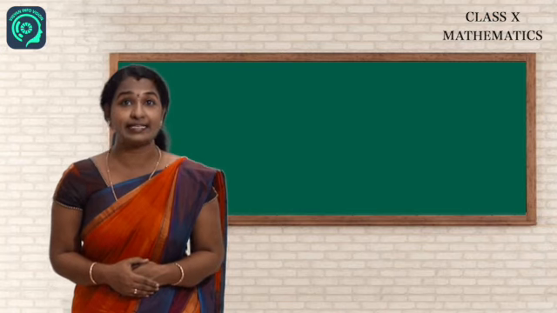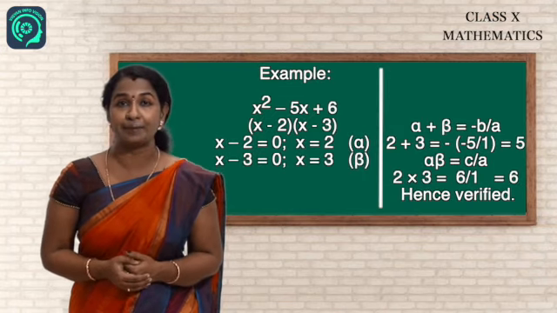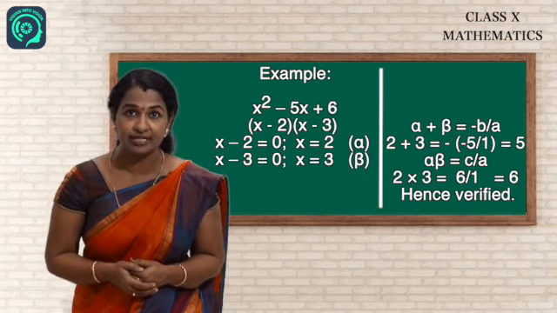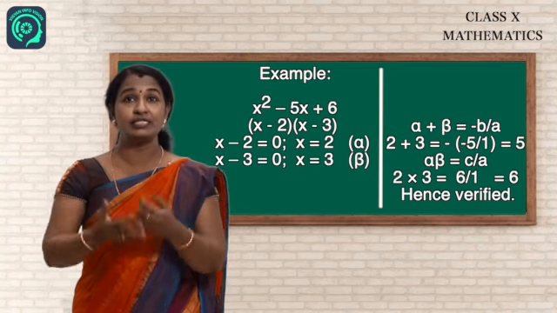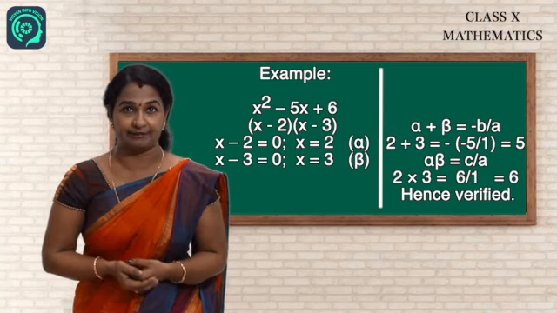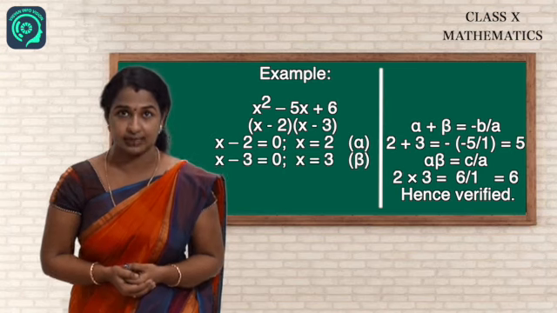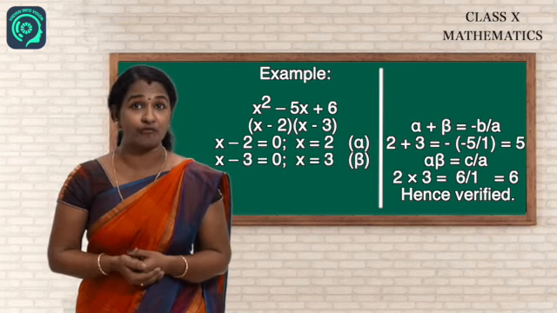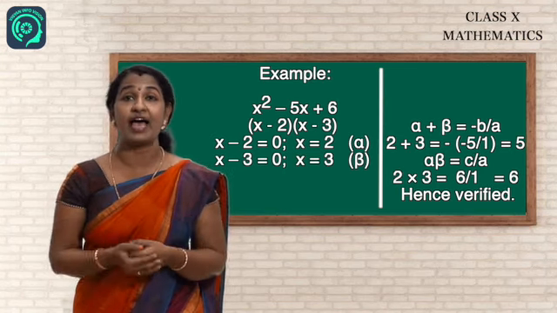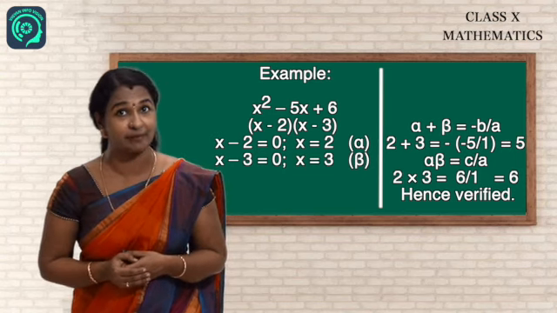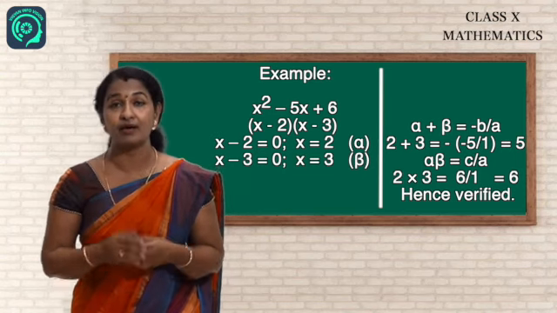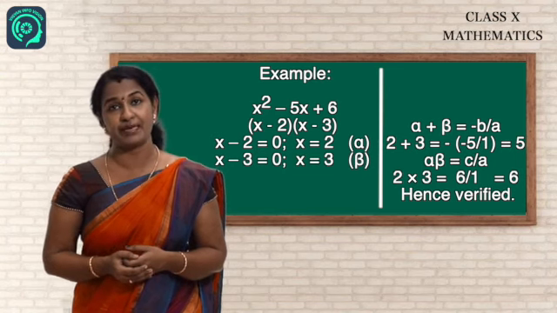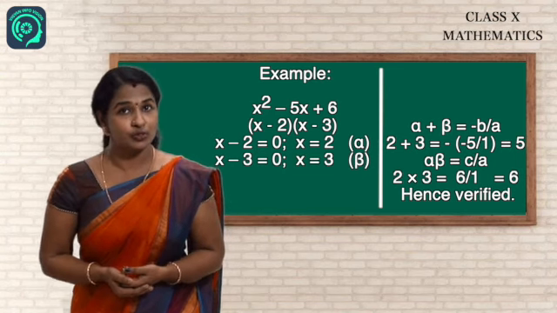Let us see an example. Let us check the quadratic polynomial x square minus 5x plus 6. When you see, the sum is minus 5 and the product is 6. Now when you compare the coefficients, you will get alpha plus beta and minus b by a both are same. From the board it is very clear, alpha plus beta is equal to minus b by a and alpha beta is equal to c by a.